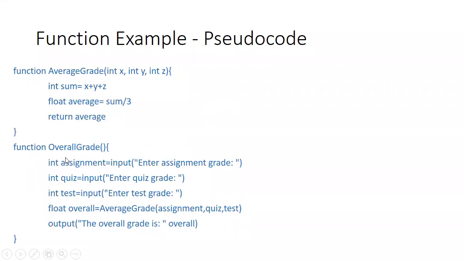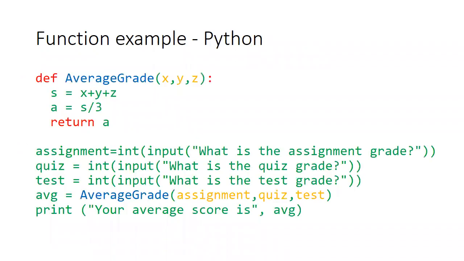Now, the other thing that we've got here is we've got a main function, which we've called overall grade. And yeah, it kind of works the same way. Now, looking at this is the pseudocode. The very next slide I'm going to show you is this pseudocode translated into Python programming. So this is what it would look like.